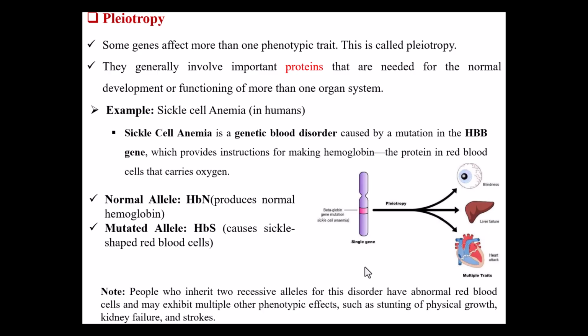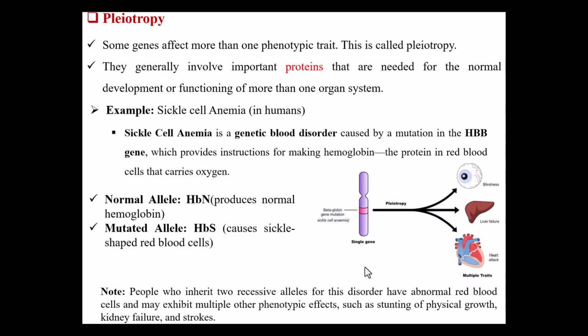And then we have the pleiotropy. This pleiotropy is one of the most important traits in this lecture. It means some genes affect more than one phenotypic trait, quite the contrary to multiple alleles, the previous slide. They generally involve important proteins that are needed for normal development. The example for this trait is sickle cell anemia.